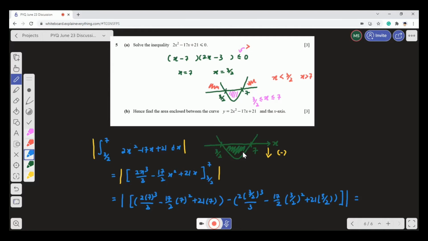55.46. Is that after modulus or before modulus? After modulus. Yeah, I also get the same, minus 55.46. Modulus, so that your area is 55.46 units squared. Any one of you cannot get it? It is better you calculate one by one if your calculator cannot type everything.